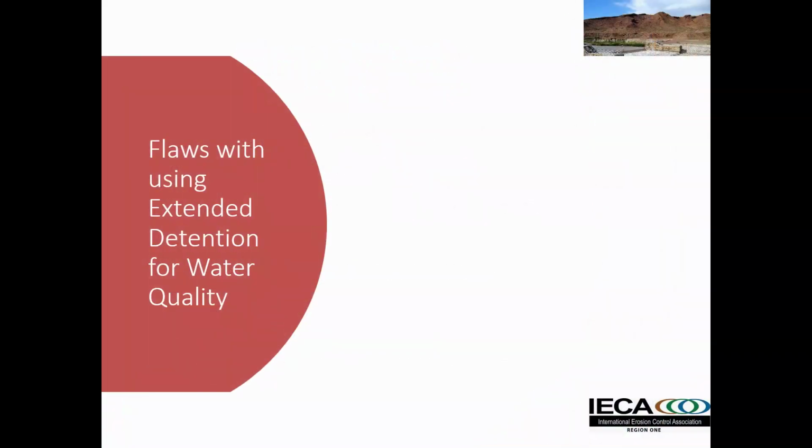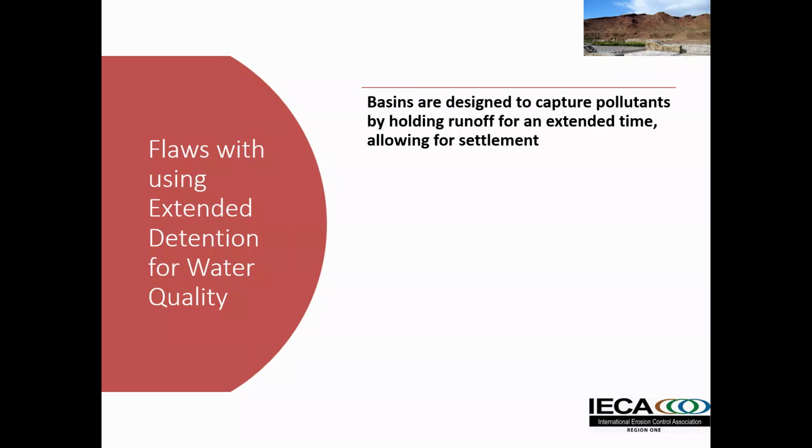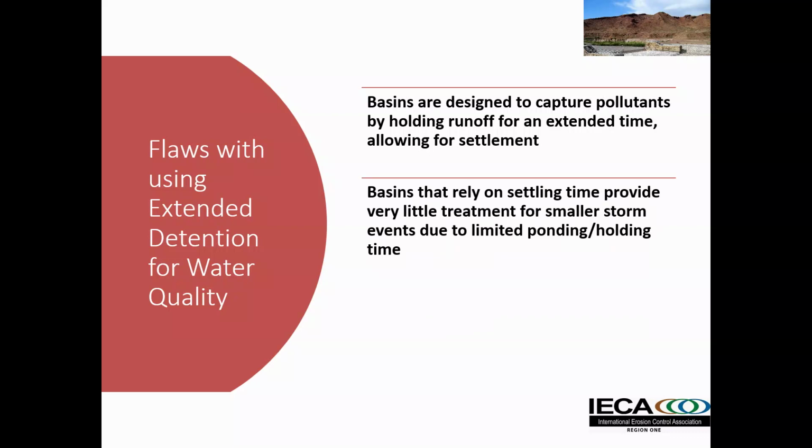So first of all, let's talk about why we'd want to do this. There are some flaws with using extended detention for water quality. In general, basins are designed to capture pollutants by holding runoff for an extended time and allow for settlement. Typically there's a first flush volume in most areas that we're going to be required to capture. That ranges from an inch to maybe an inch and a half of runoff from whatever your site is coming to your pond. So basins that rely on settling time provide very little treatment for smaller storm events due to limited ponding and holding time.